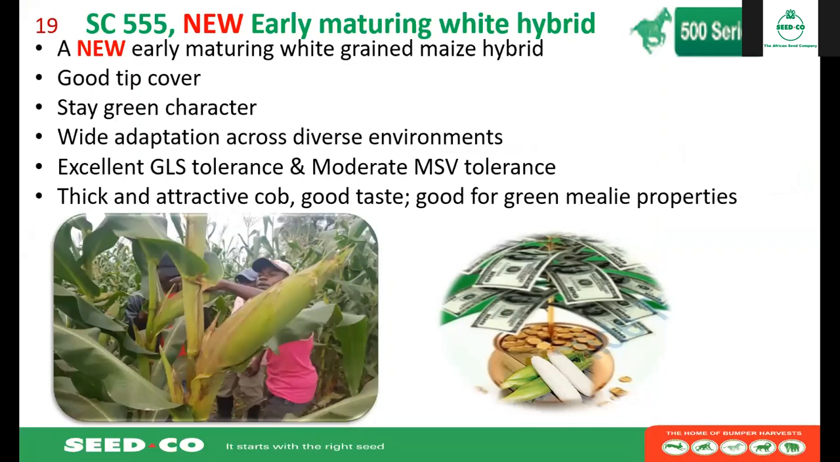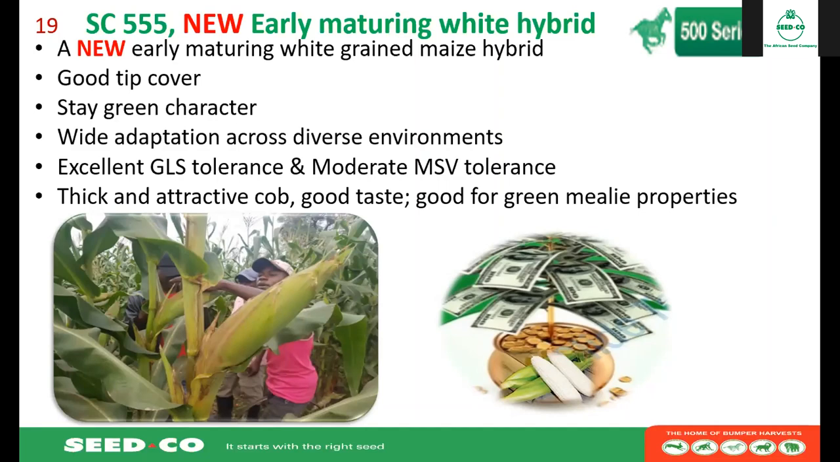We can also find that they have a drooping effect even when they reach physiological maturity. But for green mealies, they are sweet. They have a sizable crop that is desired on the market. They also have wide regional adaptation for diverse environments and a stay green character.